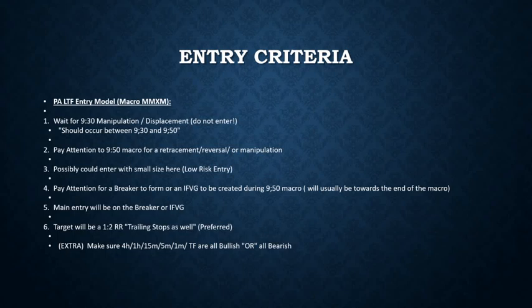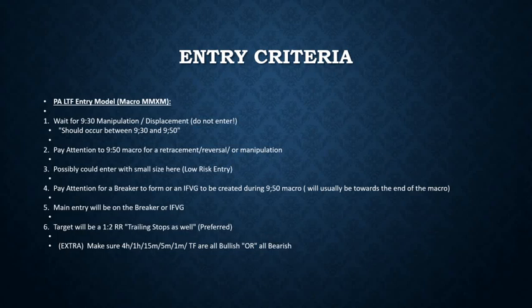So for the model, these are the entry criteria. Number one, we want to wait for the 9:30 manipulation or displacement move. We do not want to enter on the Judas swing. When the manipulation happens, this should occur between 9:30 and 9:50 a.m., before the macro time starts. Macro time starts at 9:50. We want to wait until 9:50, and just pay attention to the Judas swing that's about to happen.